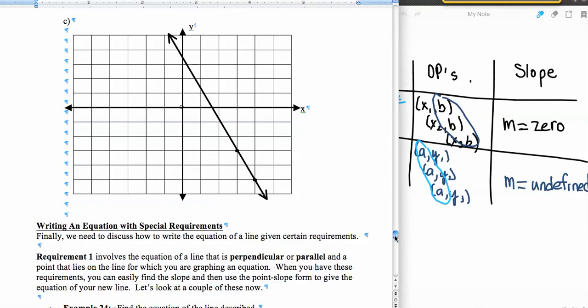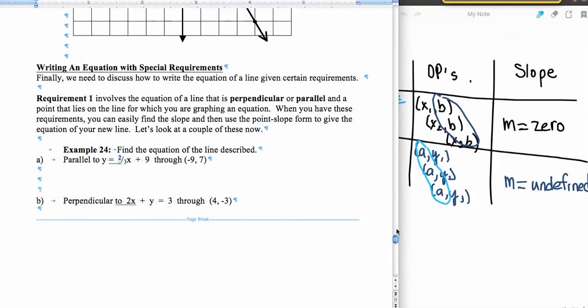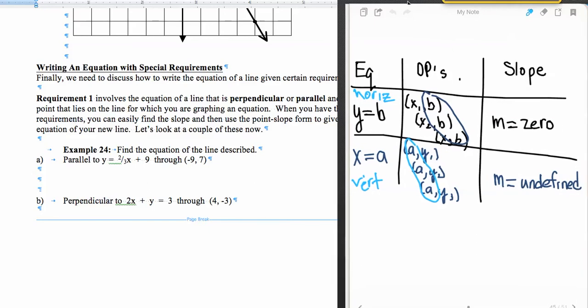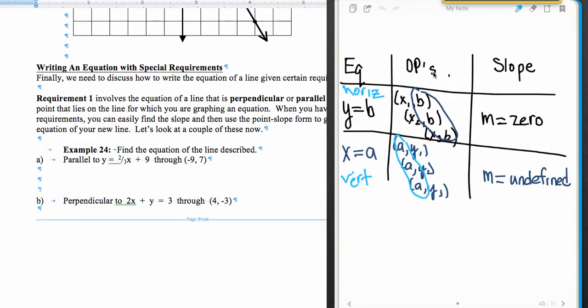Right, our next task is to write equations with some special requirements. We're going to go back to parallel and perpendicular lines, and then also our horizontal and vertical lines. So I have put in the reminder here about our slopes and ordered pairs for both horizontal and vertical lines, the ones that we talked about earlier.